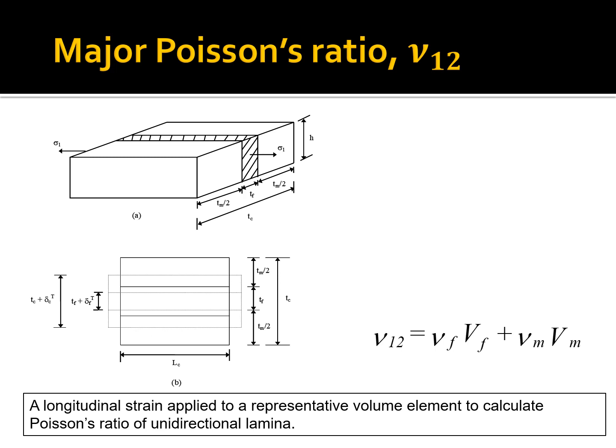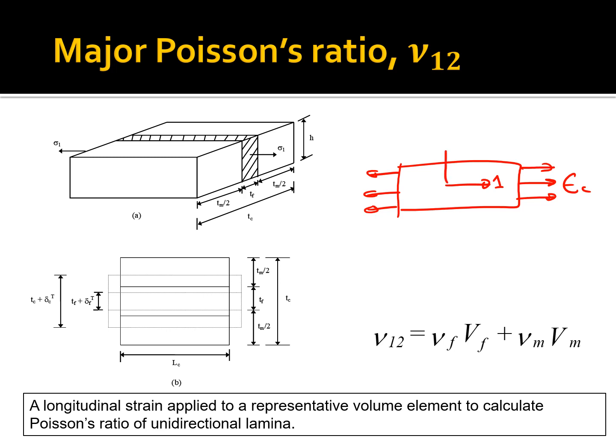The main thing is that you are applying strain in direction 1. So you're applying the strain epsilon c, let's suppose, in direction 1. This is direction 1. And then you're trying to figure out what the normal strain is in direction 2. What are the changes in the thickness? What are the changes in the length of this particular composite material here?